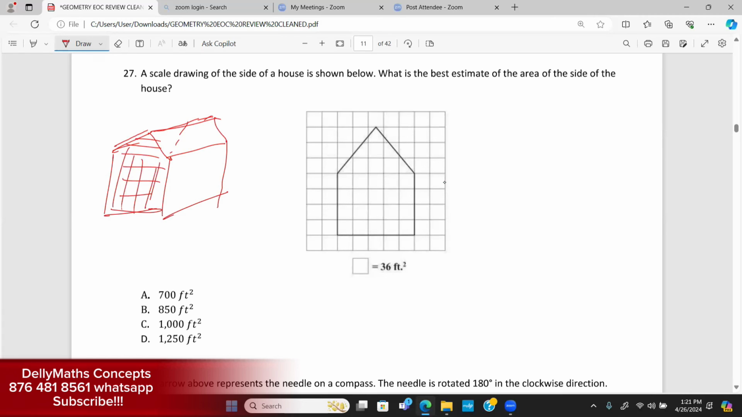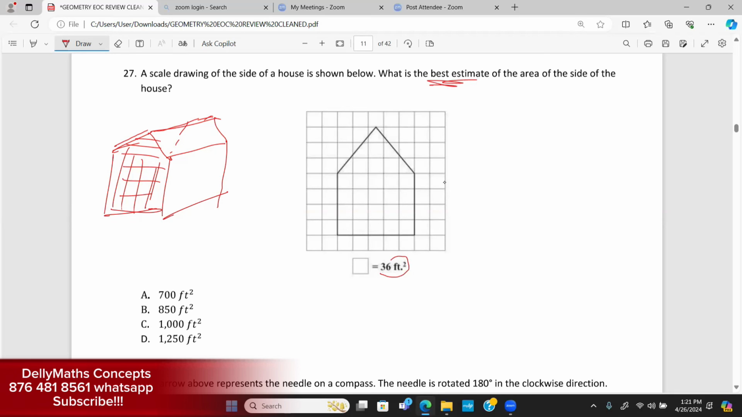That's a side. So we're told that this is 36 square feet each one. So all I'm going to do, there are many ways to do this, but one of the quickest ways is just to count up how many of these I could get. They did say best estimate. You're not going to get the exact thing, but you're going to use the closest answer to yours.